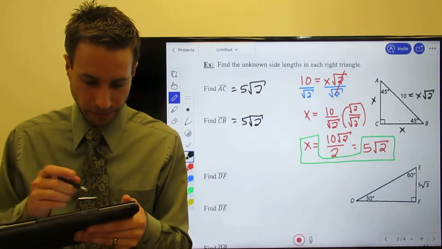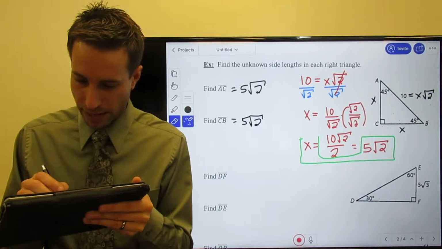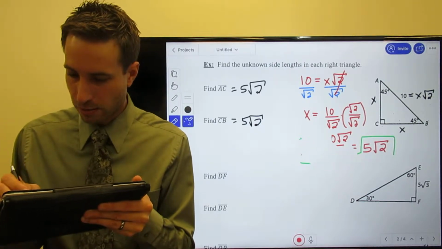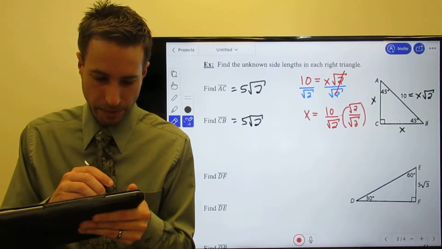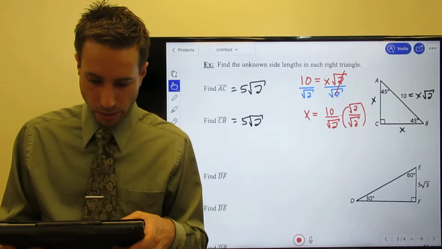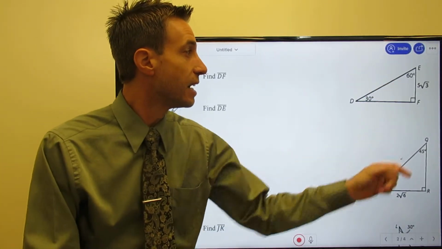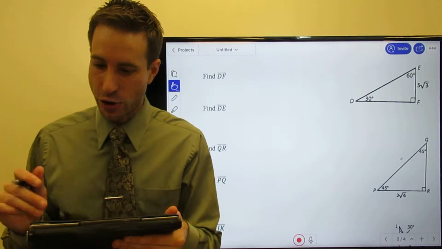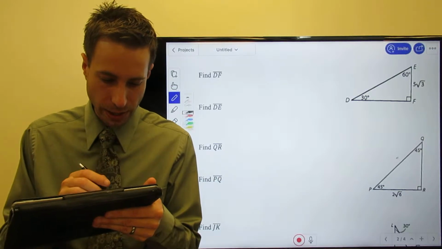Let's try another one. Let me erase this before I slide down just to make sure that I have lots of space and I'm not running into anything here. Let's get rid of that. And we've got right here, where is he? There he is. Okay, so now we're going to do a 30, 60, 90 right triangle. Okay, no problem. What is the ratio for the lengths of the sides of this right triangle?